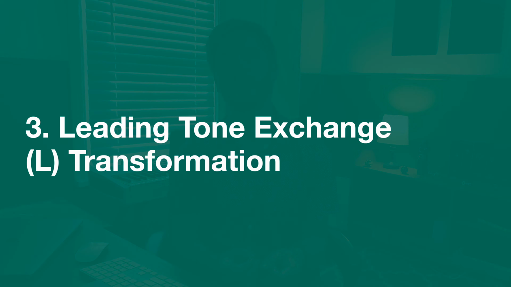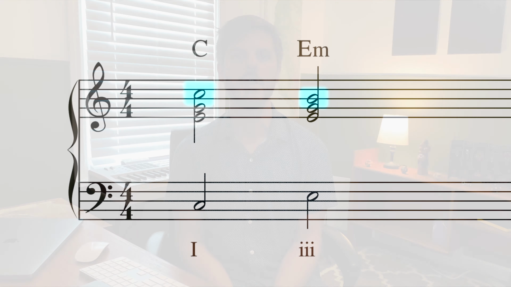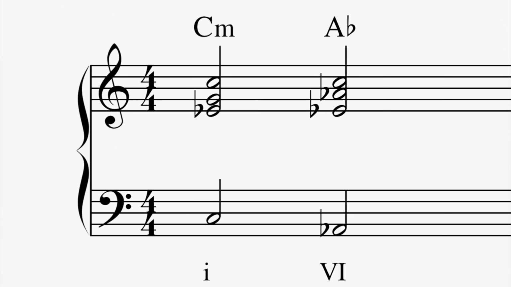Okay, the third transformation is something that's called the leading tone exchange, or the L transformation. This one's really cool. If we go from C major to E minor, we basically swap out the root of C major for its leading tone, B, and we now have E minor. When we're trying to go from a minor triad to a major triad with the L transformation, we actually take the fifth of the minor triad and move it up a half step. So think about C minor. If we're going to move that through an L transformation, we take the fifth, G, up a half step to A flat, and we have C minor to A flat.